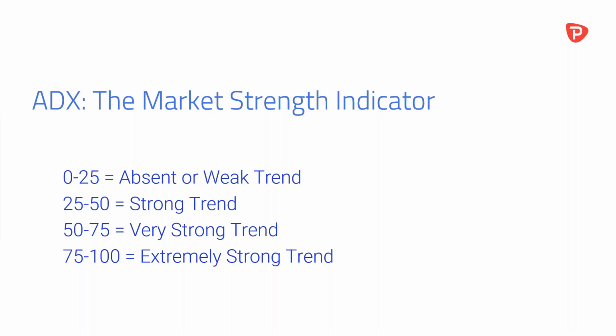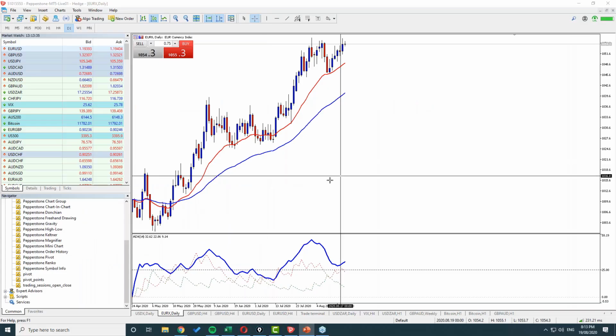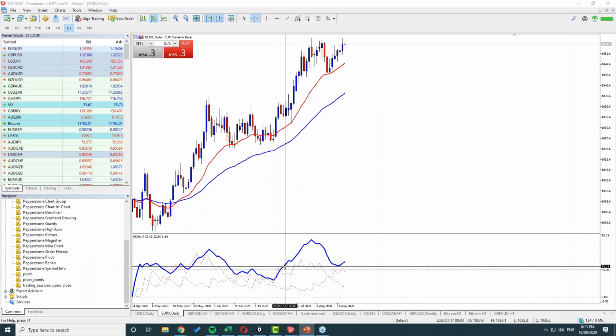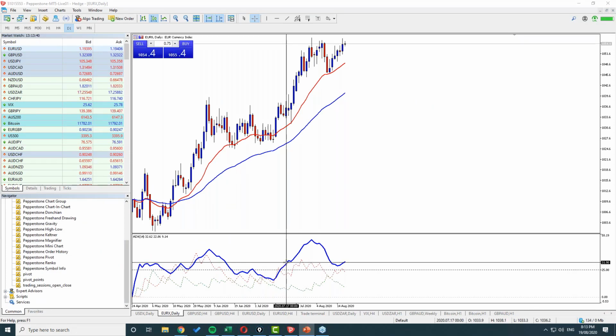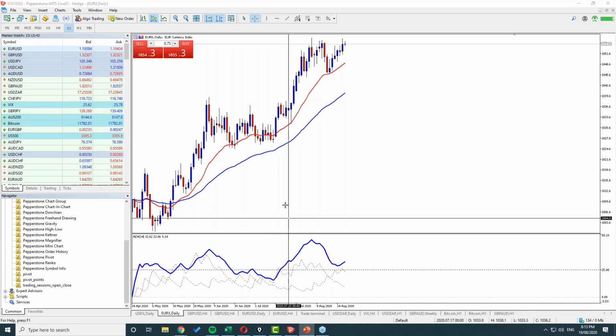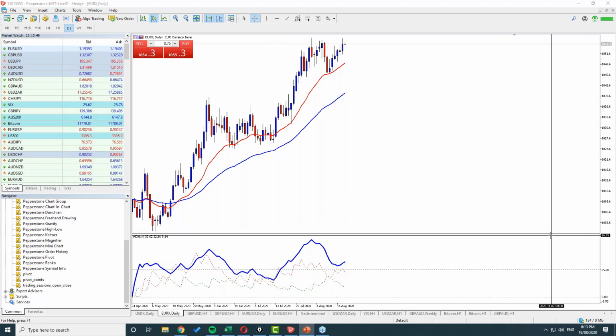And quite often, although 75 and 100 is representing an extremely strong trend, by the time it actually reaches those levels, quite often the trend is starting to wane, and that's when you're more than likely going to get your pullback. So the optimal levels to get into this is above the 25 and below the 50, because that's when generally the trend is at its strongest.